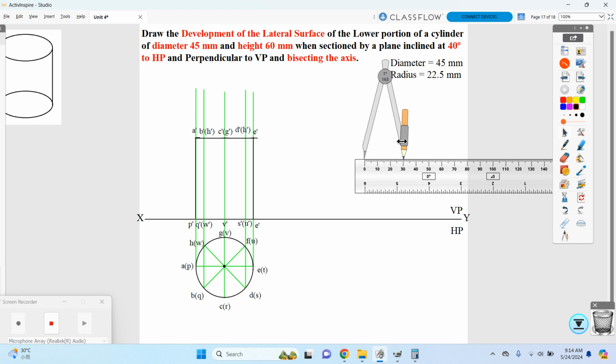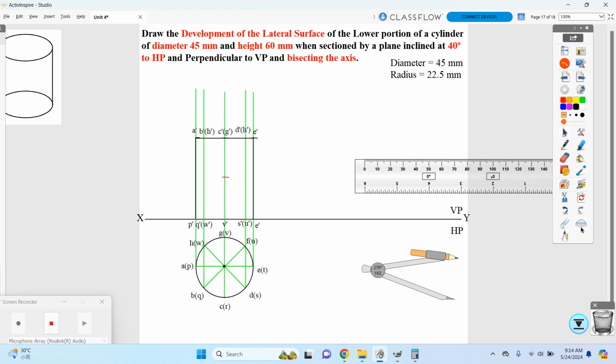I am considering my 30 mm. Keep it either from the top side or the bottom side and cut an arc. Okay, cut an arc. So this is your bisecting condition.